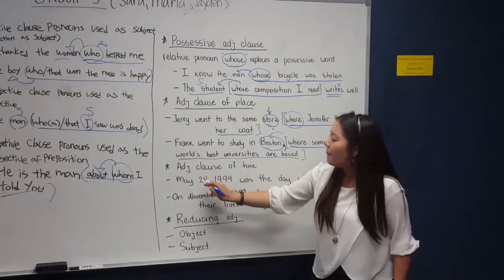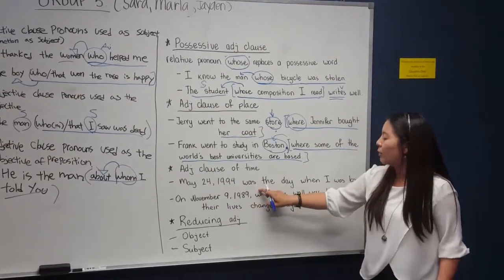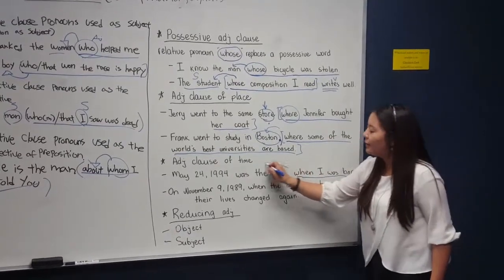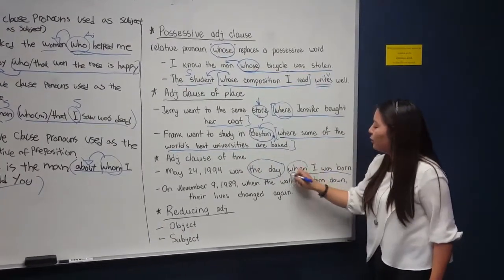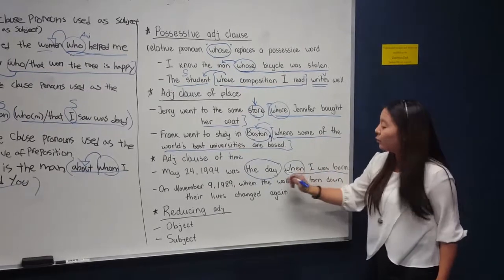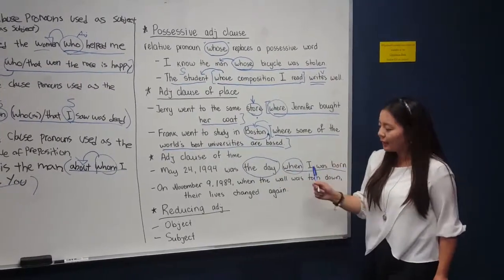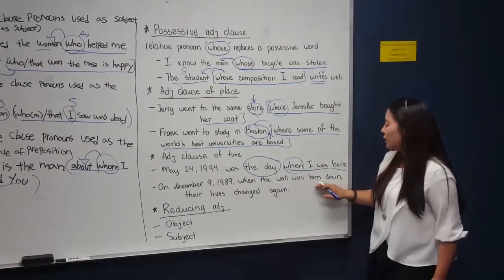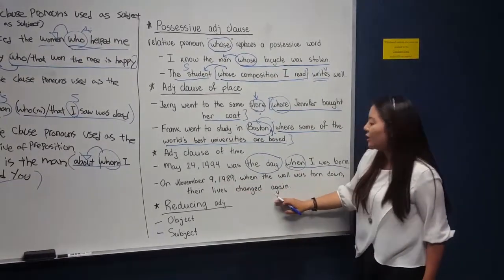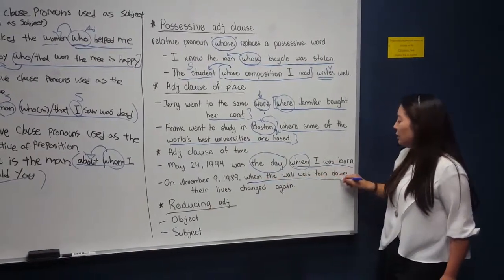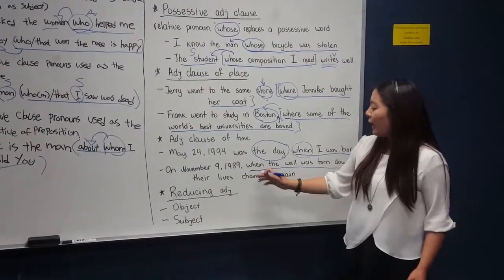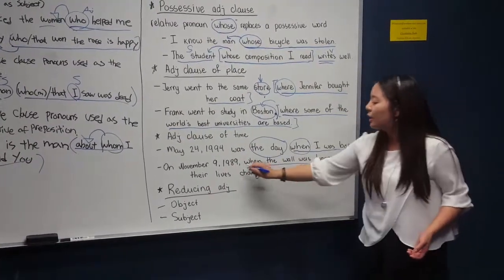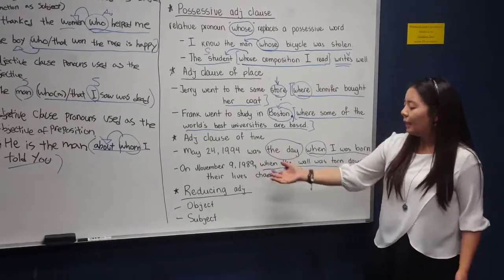The first sentence, May 24, 1994 was the day when I was born. It's definitely a dependent clause. And then there is a specific day, so that's why we use the relative pronoun when, and we don't use the comma here. And the second sentence, on November 9th, 1999, when the wall was torn down, their lives changed again. When the wall was torn down is the dependent clause, and we know what the date is, so that's why we are using a comma. We already know the day.